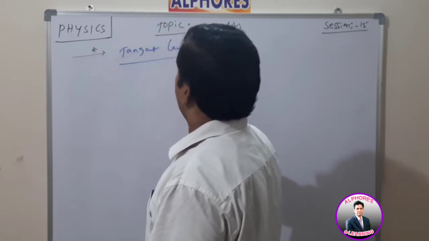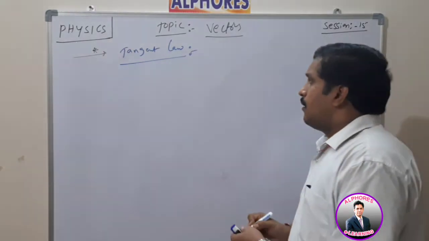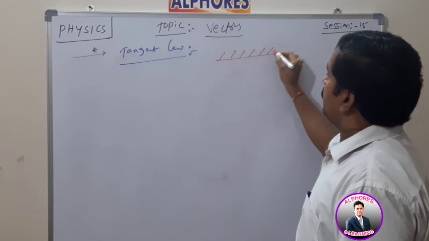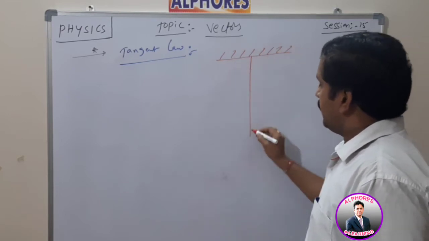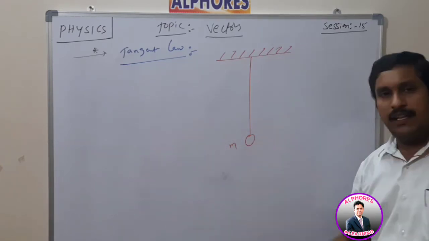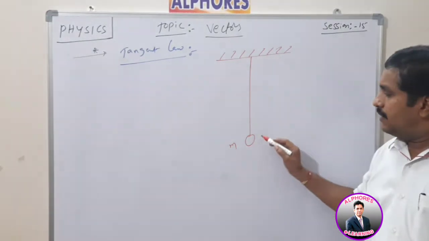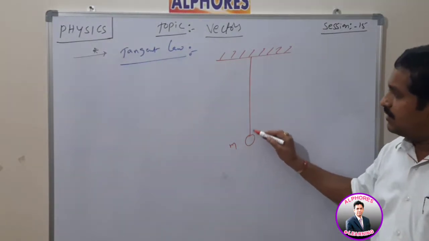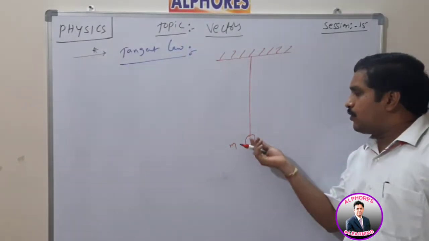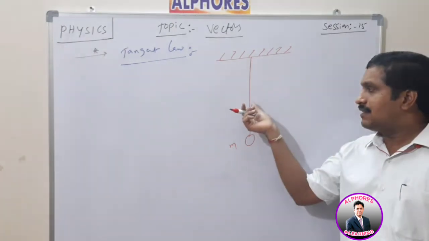So what is meant by the tangent law? Listen carefully. For this explanation, I have to take a body which is suspended from a rigid support by using a string. So this is the body of mass m. Tangent law means, listen carefully, this body of mass m is suspended from the rigid support by a string. Suppose due to its weight, what is the force which is developed in the string? As per the basic forces, the tensional force.